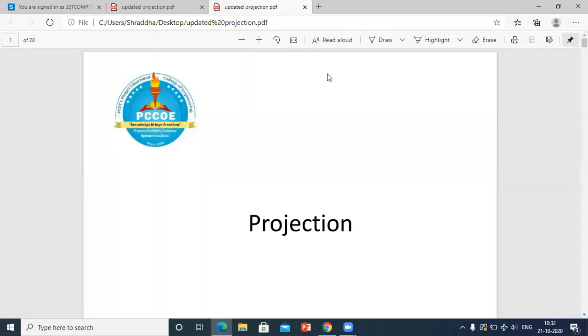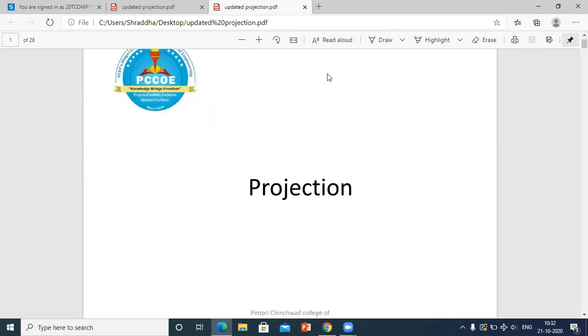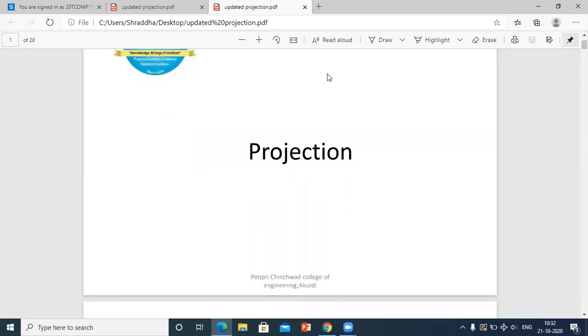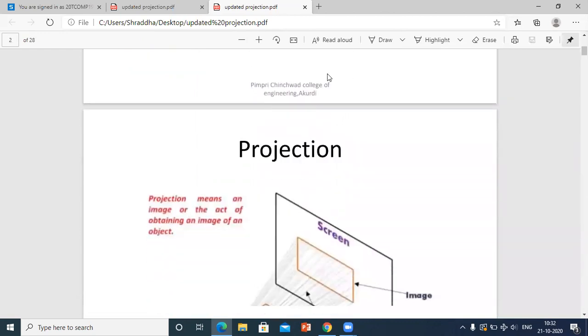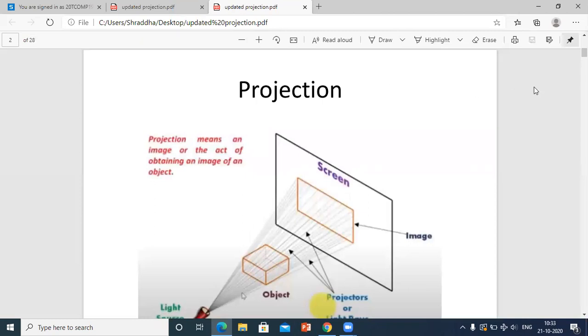Hello everyone. Today's topic is projection, that is the last part of unit number 3. In this topic, we are going to see the different types of projections, how these different types are actually visualized on a view plane or on a screen in what different manner. So let's start. The projection.